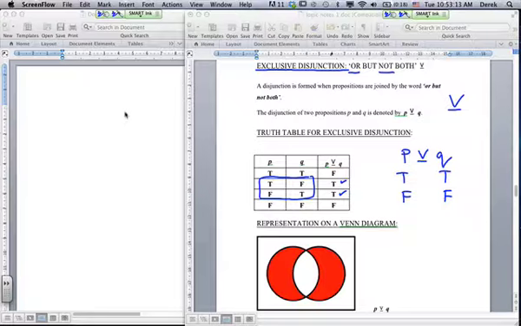Now, if we represent this on a Venn diagram, if this is my universal set and this is P and Q, then we have these two. So it can either be this part over here, the P, or it can be the Q, that part, but it can't be this. It can't be the intersection, because that would mean that both would be true. So that's how we represent it on a Venn diagram.